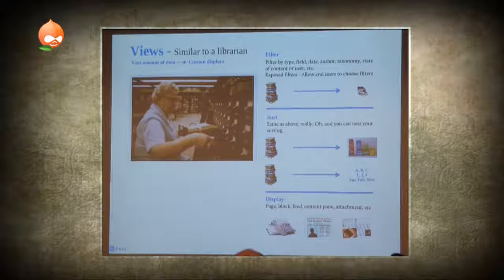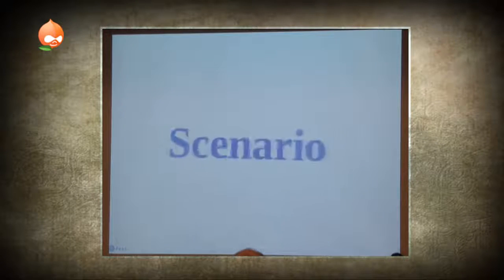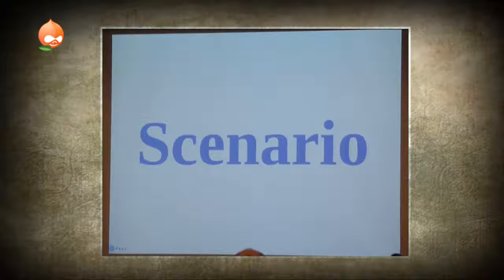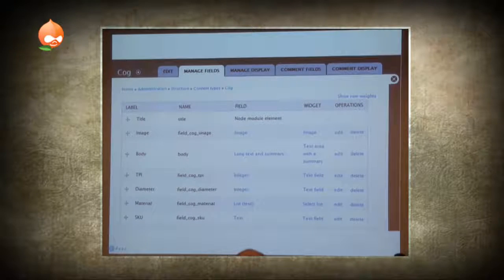So let's talk about how we might use Views. Here's an example content type. For those of you unfamiliar, this is how you would build them. You can add a bunch of fields. For our hypothetical site, we're building Spacely Sprocket's demonstration site. I didn't install Commerce because it confuses things. So we have an image for the cog. We have teeth per inch, a diameter, a material, and a SKU for the product.